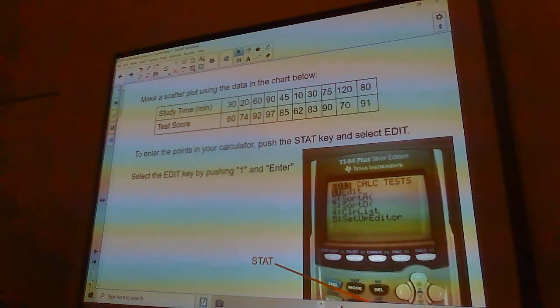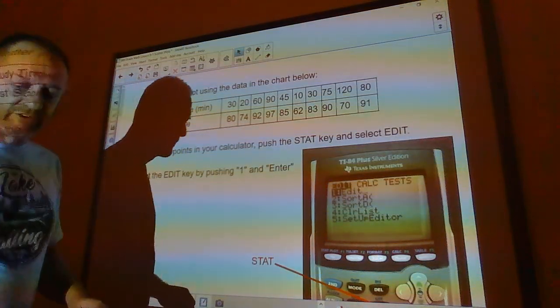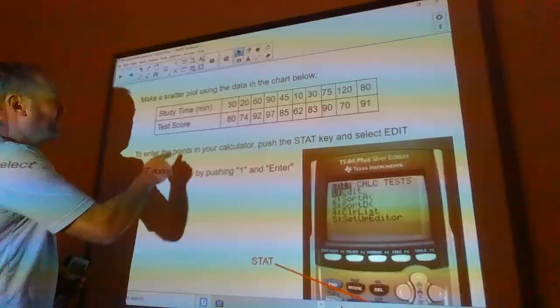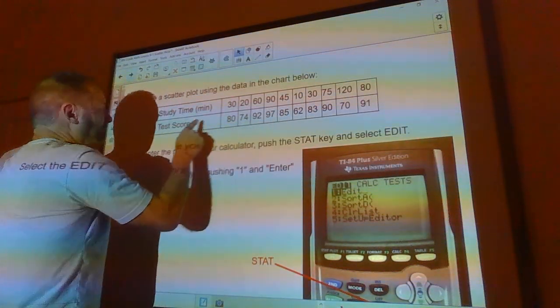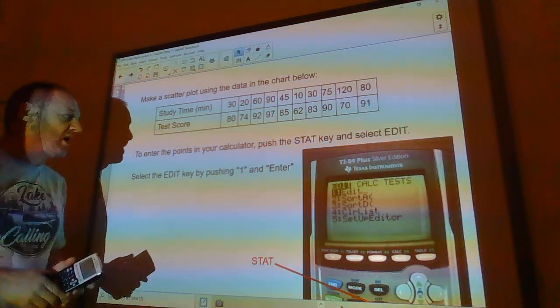Okay, so we're going to make a scatter plot using the data in the chart. Okay, so here's my data. So first thing we got to do is we got to enter the data. Now, study time is going to be our X, and our test scores are going to be our Y's.